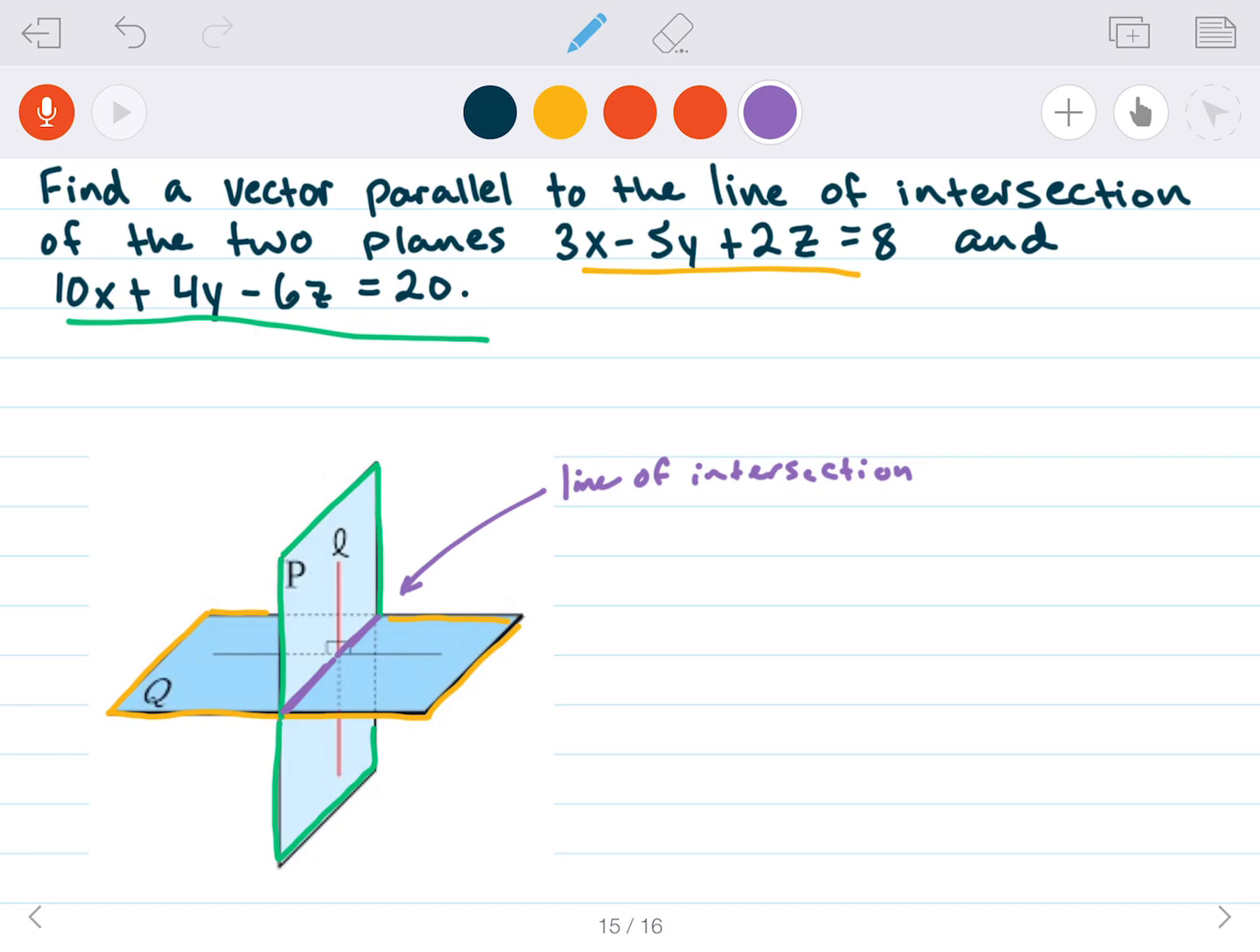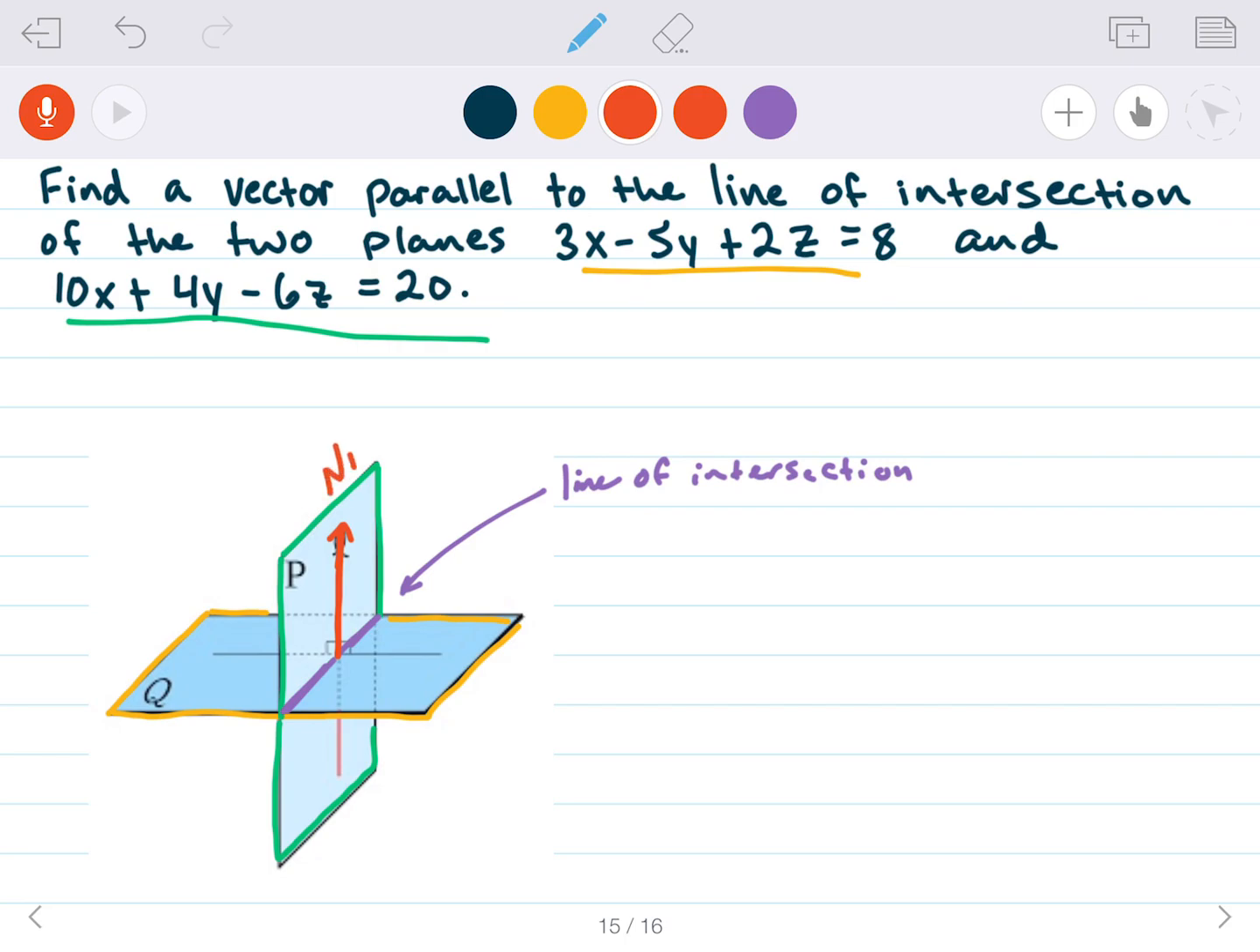Okay, so the idea here is that if we find a normal vector to both of these planes, when we take the cross product, we're going to get something that is parallel to the line of intersection. So let me see if I can draw this for you so that you can see what I'm talking about here. So, the yellow plane, Q, as it's labeled here, is going to have a normal vector that's sticking straight up, right, at a 90-degree angle. So let's call that normal vector N1.